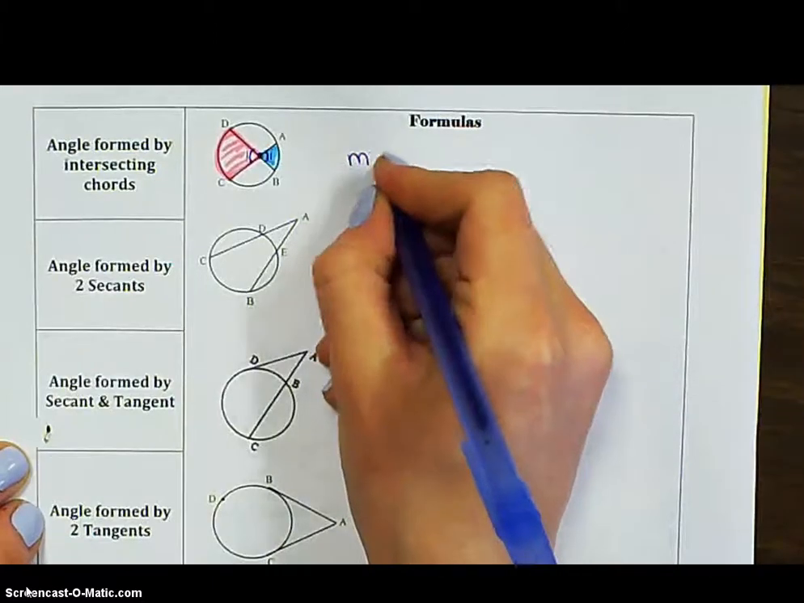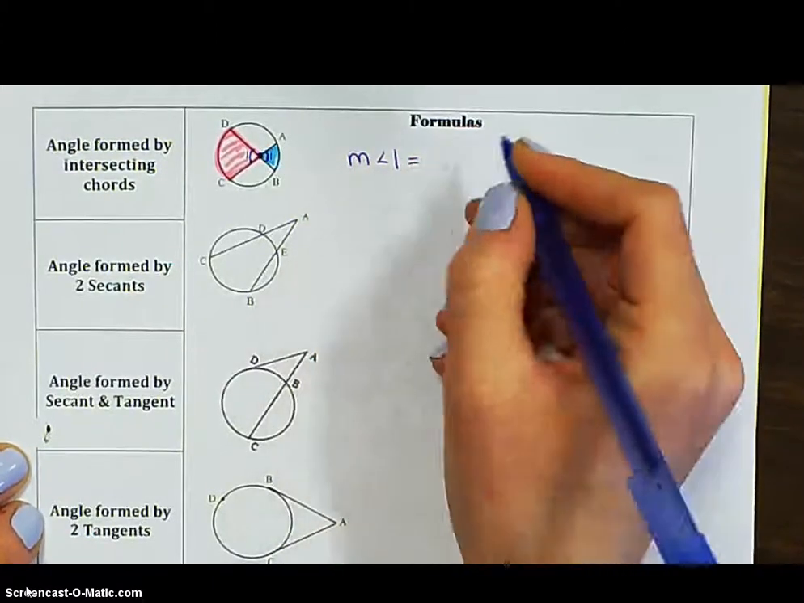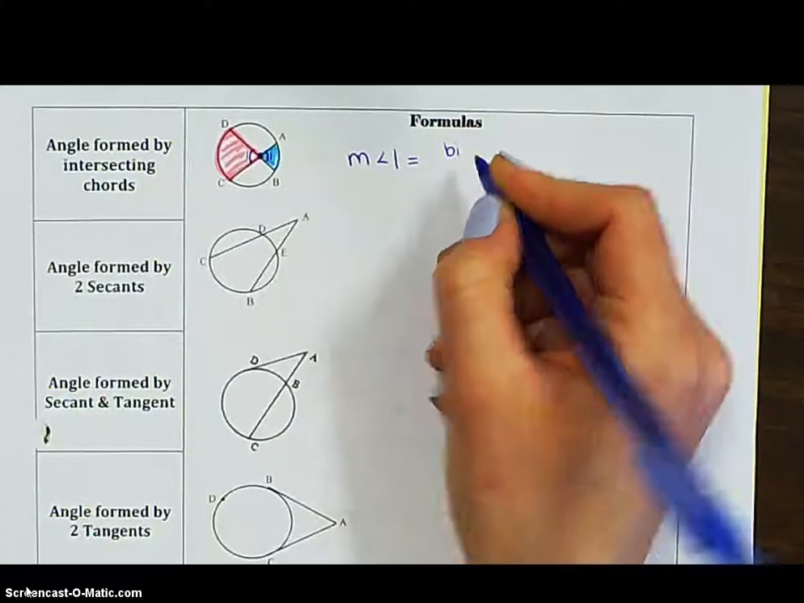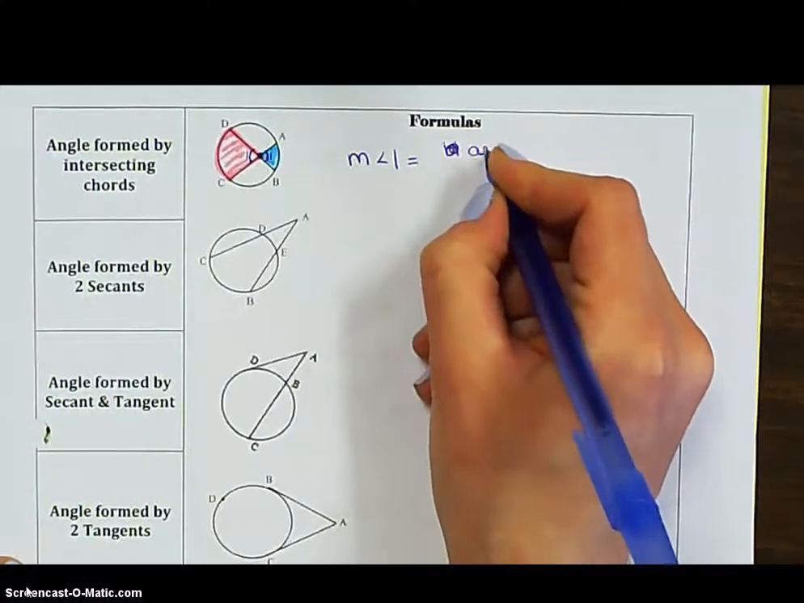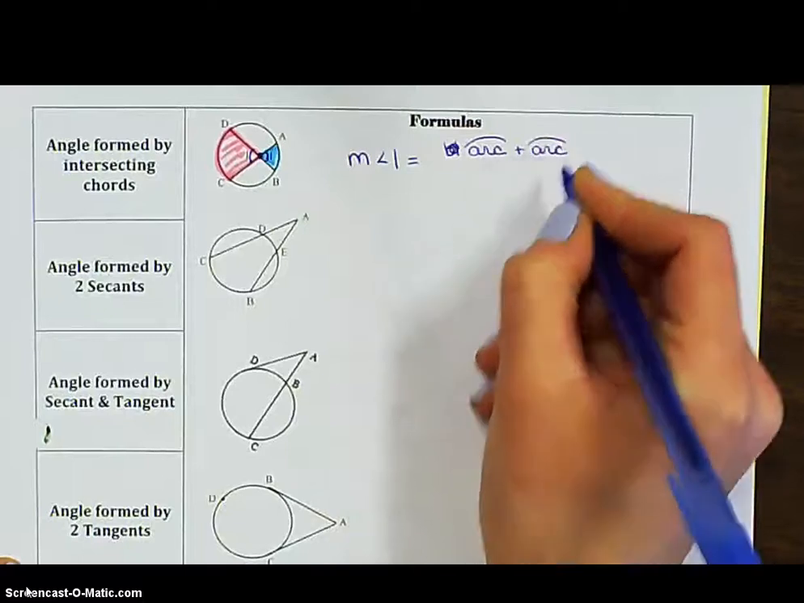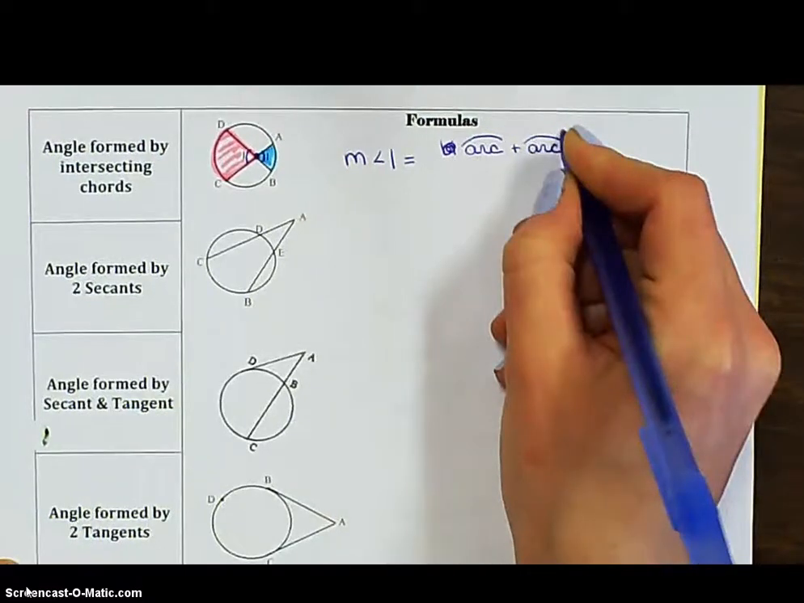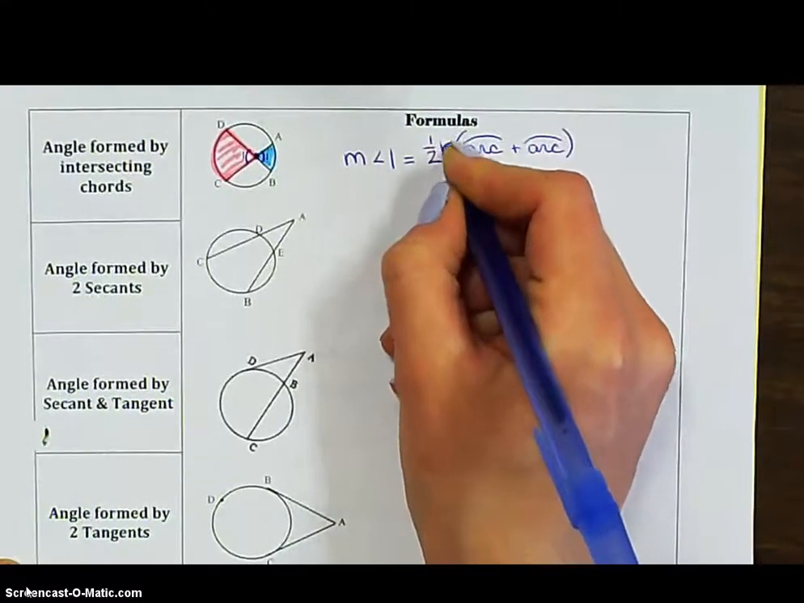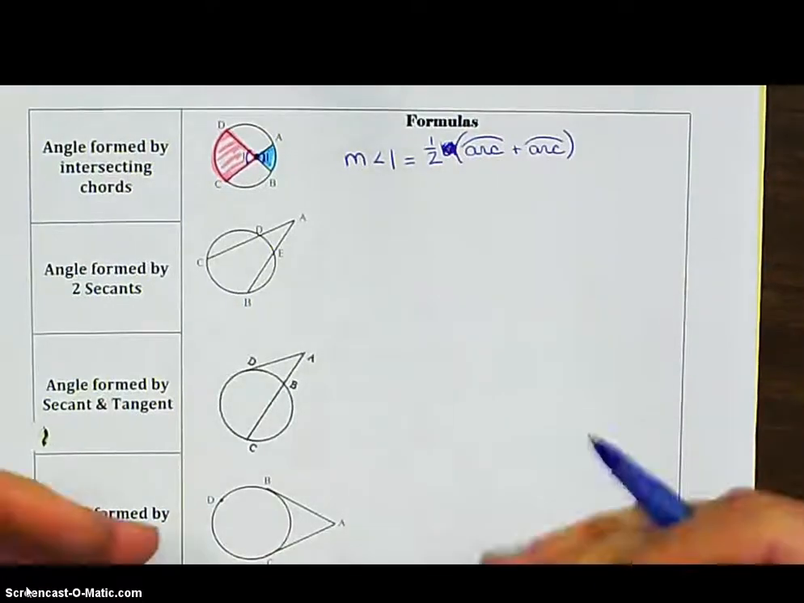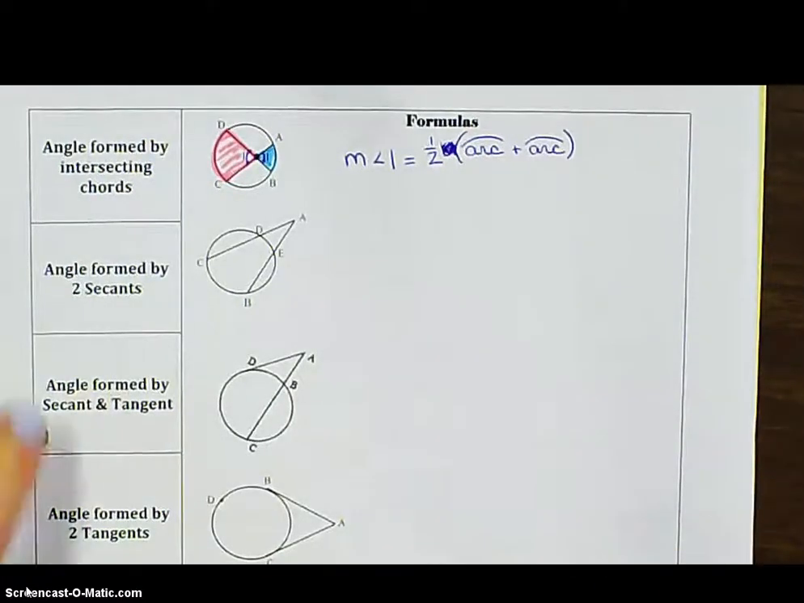So here we go. The measure of angle 1 is equal to, oops, sorry, we're just going to call it an arc plus arc, all over 2, or you could say 1/2 arc plus arc. So 1/2 arc plus arc, so the average. You add them and then divide by 2.